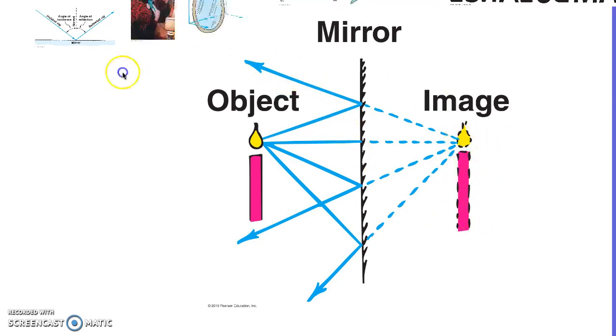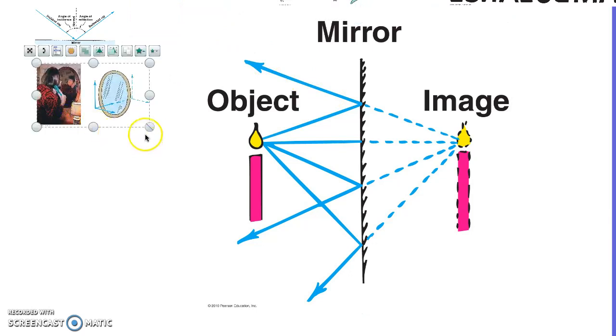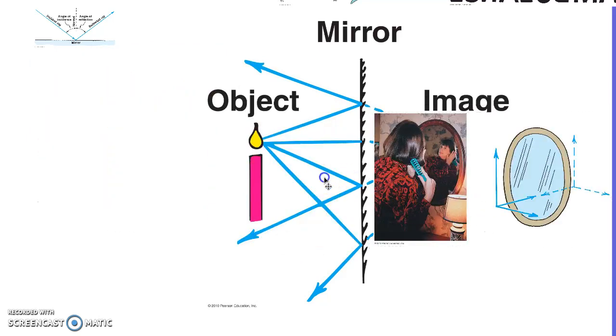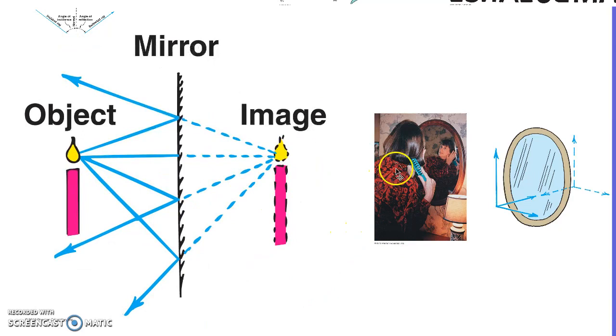Same thing would be here, just someone brushing their hair. You see the second part? Let's move that over here. So you can still see it. And so if she's brushing it, it looks as though she's back behind the mirror.